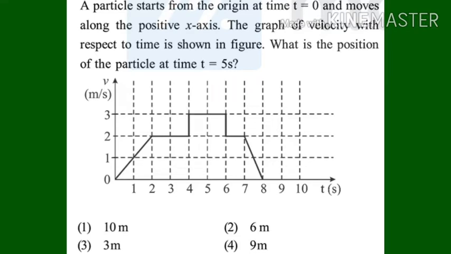Now the third question. A particle starts from the origin at time t equal to 0 and moves along the positive x-axis. The graph of velocity with respect to time is shown in the figure. What is the position of the particle at time t equal to 5 seconds? The options are first one 10 meter, second 6 meter, third 3 meter and fourth 9 meter.